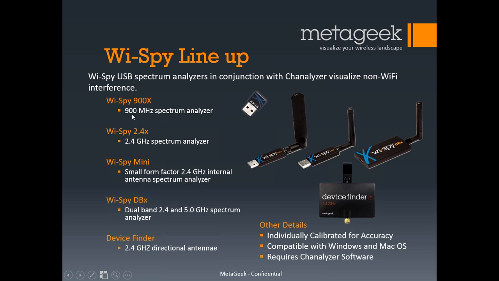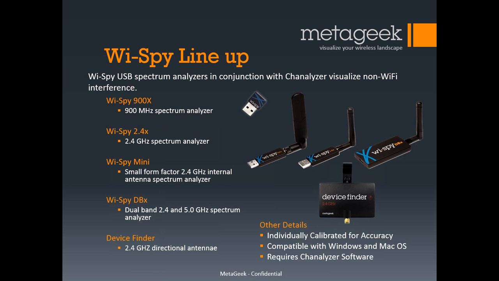We range from the 900 megahertz with our 900X. We have the 2.4 gigahertz coverage. Then we have a dual band Wi-Fi, which is our DBX, which gives you the 2.4 and 5 gigahertz spectrum analyzer.